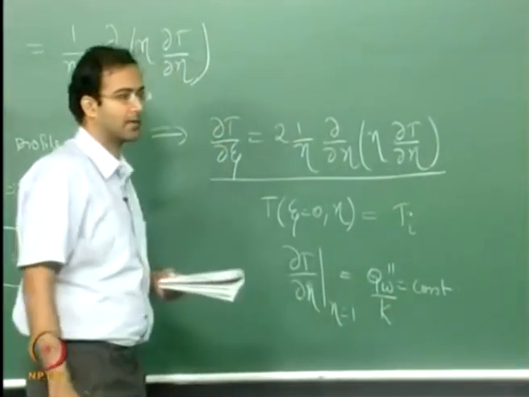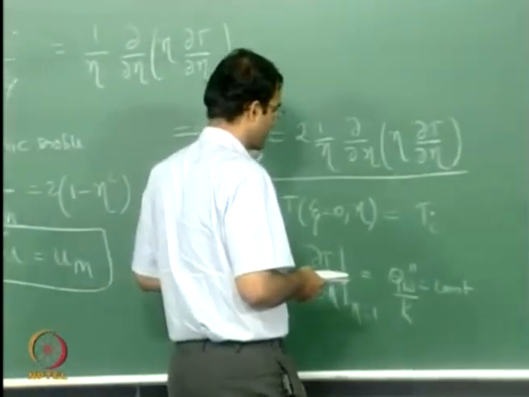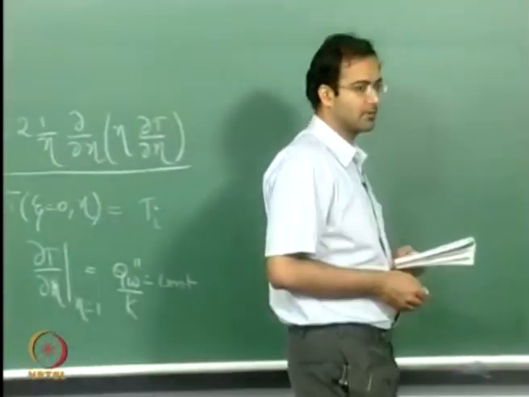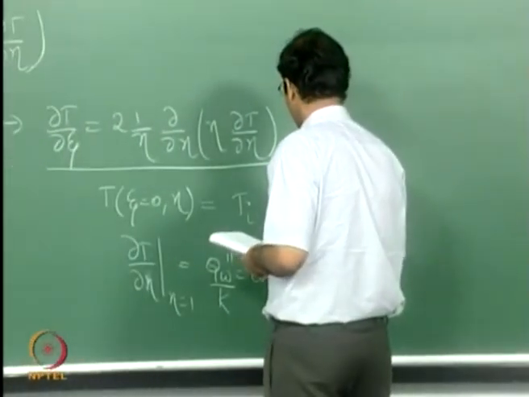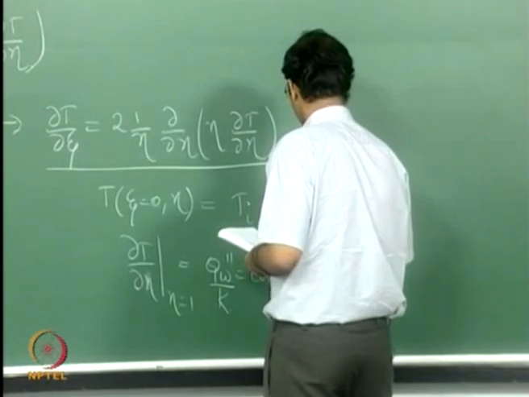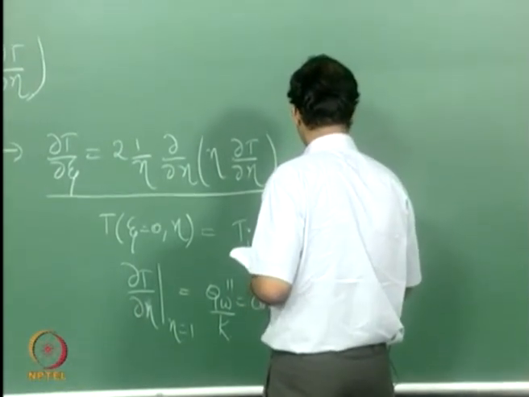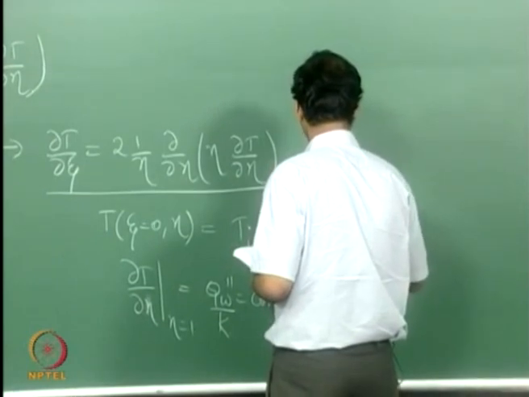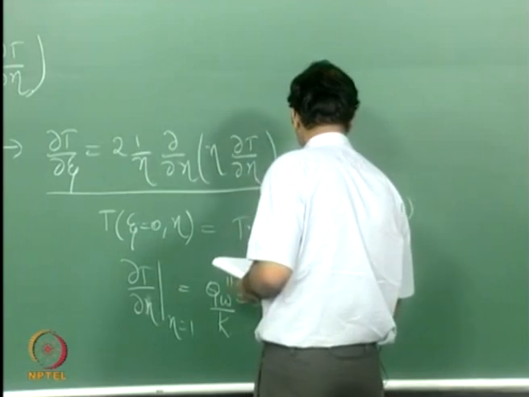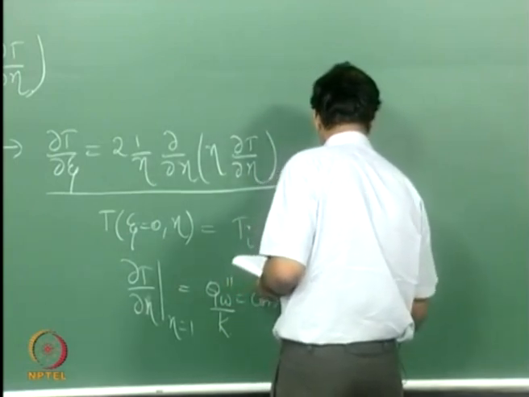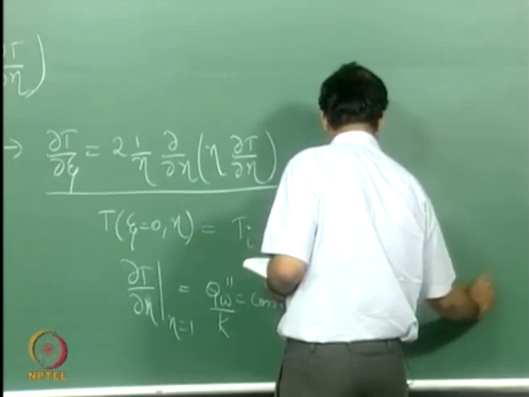And what is the other boundary condition? At eta equal to 0, T should be finite, or dT by d eta at eta equal to 0 should be 0. So this implies symmetry in the profile. Or this also is equivalent to saying T at eta equal to 0 should be finite.